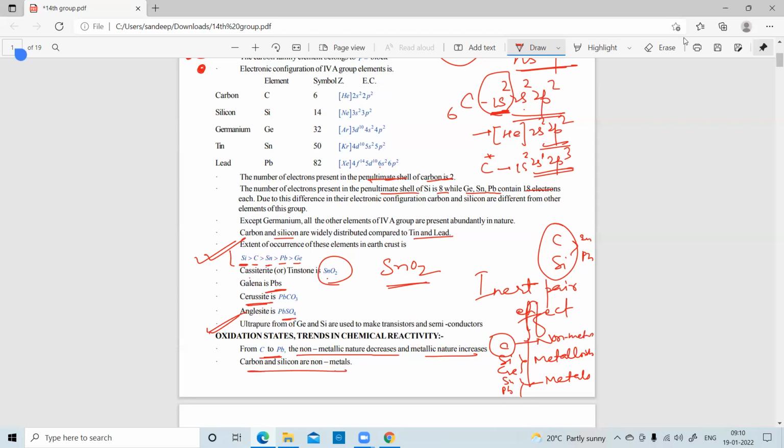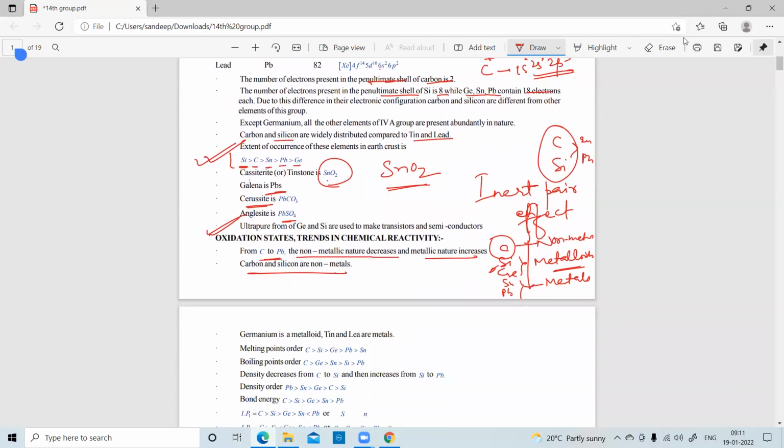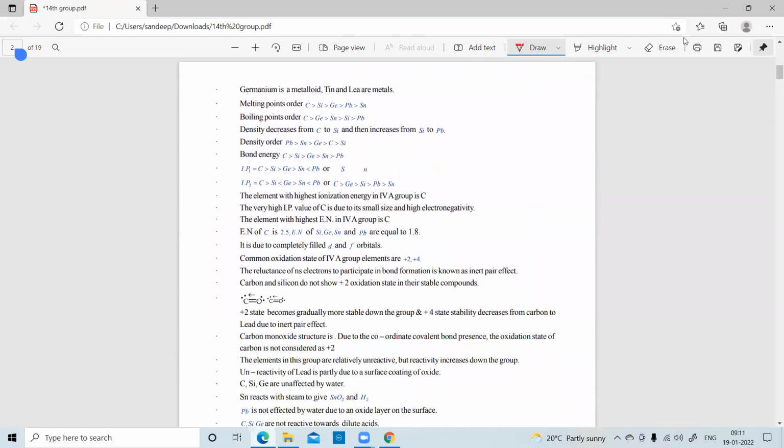Carbon is a non-metal. Sometimes some books write silicon as a non-metal, but it has some metallic property also, so it is treated as a metalloid. Germanium is a metalloid, tin and lead are metals.